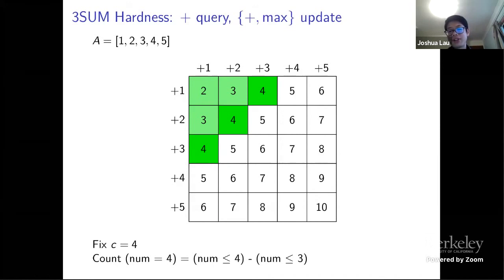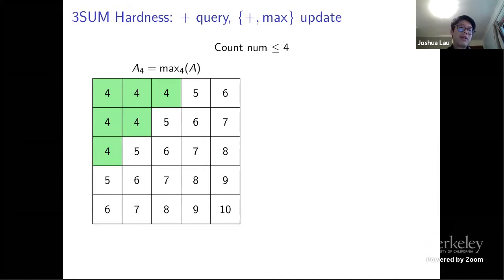To do that, we can use our max update. From the grid that we had earlier, that addition table, we can maximize the entire grid with 4. Now, the values that have changed are those that were previously at most 4, and they're now going to be exactly equal to 4.